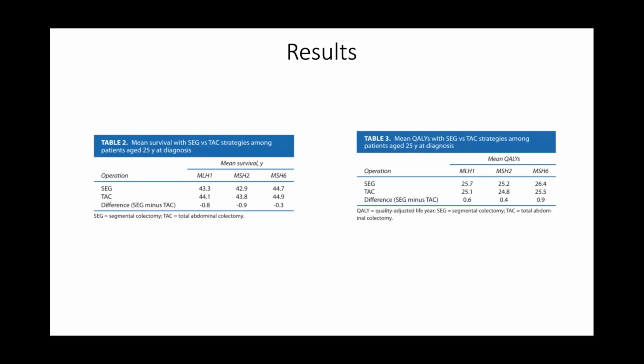These tables summarize what we've said in the previous slide. The main thing we want to highlight is when we're looking at survival. In table 2, there was no greater difference of 1 year. If you look at the difference of segmental versus total colectomy, it doesn't reach more than 1 year, so never more than -1. And when we look at quality adjusted life years in table 3, again, similar things. Segmental colectomy didn't offer more than 1 year difference of quality adjusted life years, irrespective of the mutation.